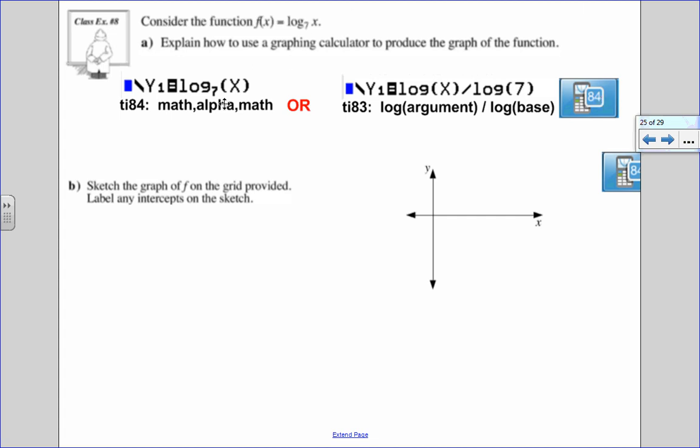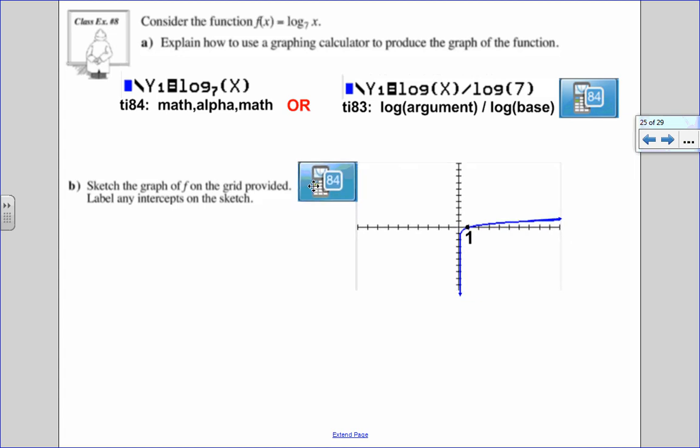So both these methods will produce the same graph. And this is what the graph would look like. Now, on your graph here, you might not have this part here. I added that in. It almost looks like the graph stops. Let's just look at that on our graphing calculator, actually.